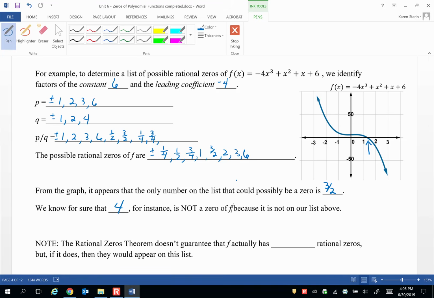All right, note the rational zeros theorem doesn't guarantee that f actually has any rational zeros. It simply says they're possibilities. But if it does have any rational zeros, they would be on the list that you figure out from all of your p's over q's.